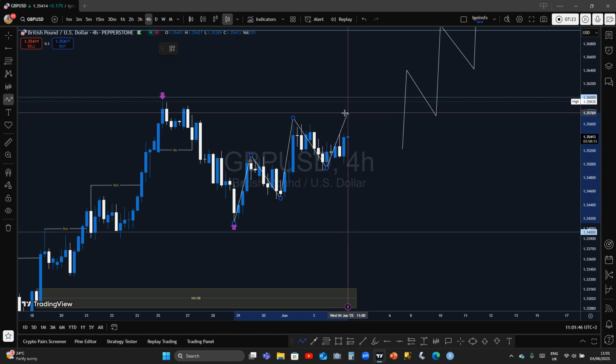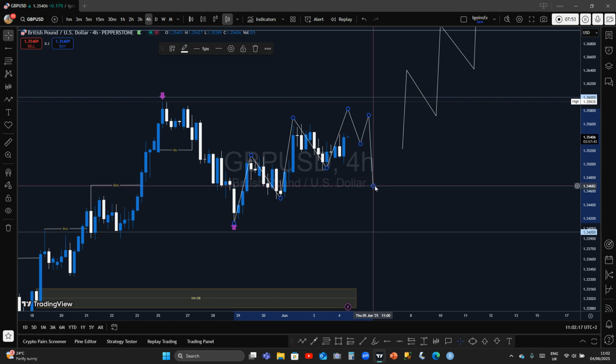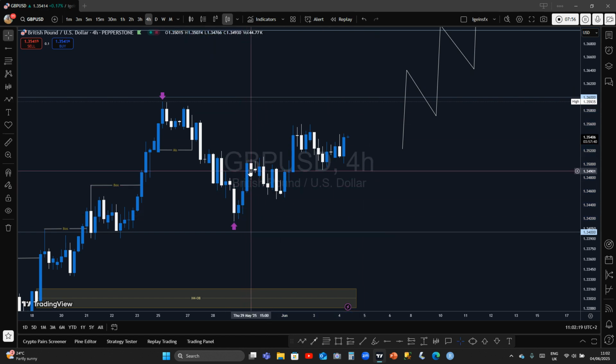That means something is about to happen. If he fails to take out this high here, that means something is about to happen. And what will happen? Price will now create what we call a market shift that will now make the current trend that is bullish become bearish. All right, so you can now see.